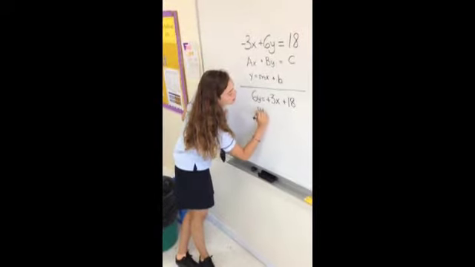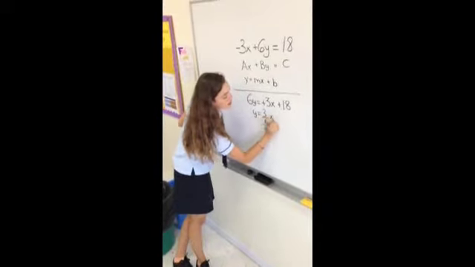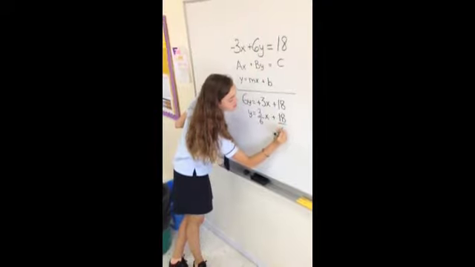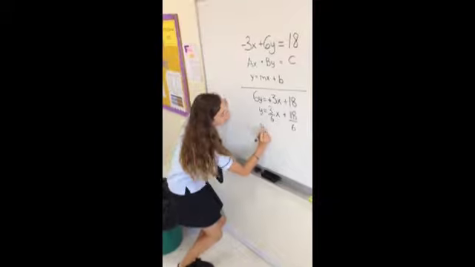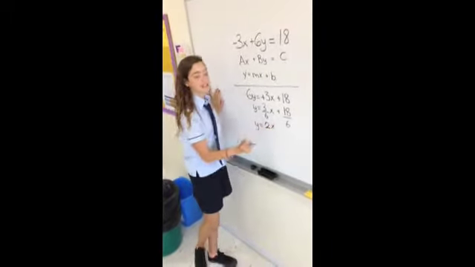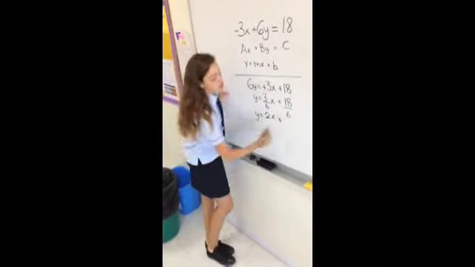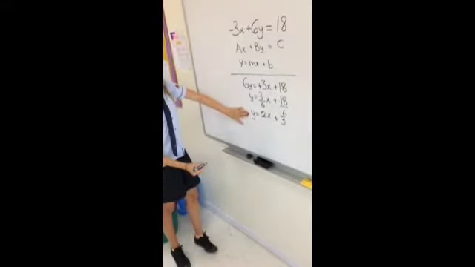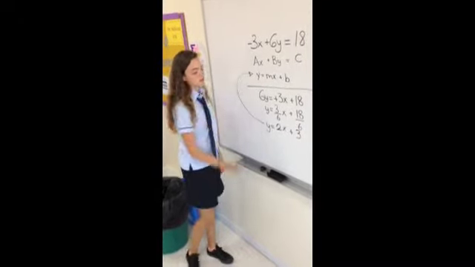So y equals 3 over 6x plus 18 over 6. Our next step is to divide. So y equals 2, because 3 divided by 6 equals 2, plus 18 divided by 6, which equals 3. Now we have our equation in the y equals mx plus b form.